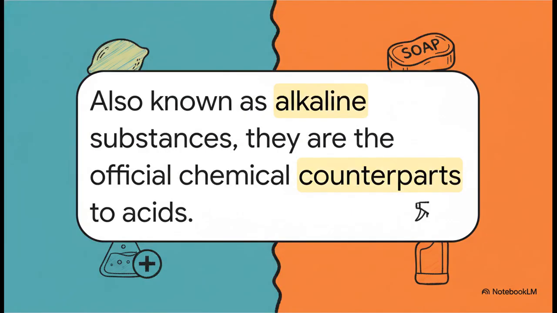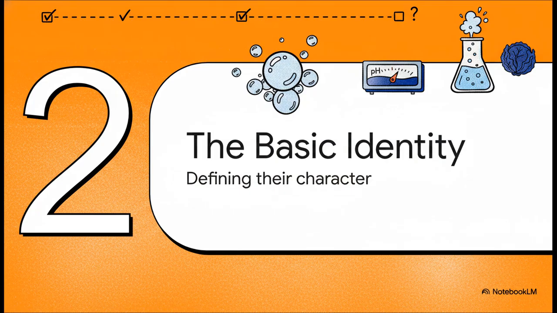All right, it's time for the big reveal. Let's meet the base, which is also called an alkaline substance. This is the official chemical counterpart to an acid, and I promise you it's hiding in plain sight all over your house. Okay, so what makes a base, well, a base? Let's get to know its character a little bit. We're going to build a kind of profile for these substances to figure out what truly defines them. What are their core traits?